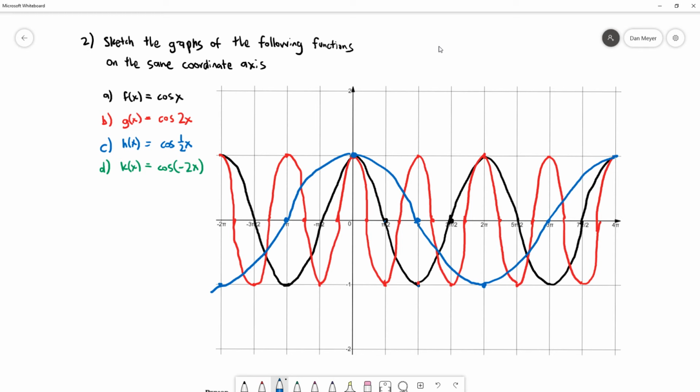Again, multiplying by 1/2 on the inside has the effect of stretching it out horizontally by a factor of 2. Or you can think of it as stretching horizontally by a factor of 1 divided by whatever that number is. Now, in your algebra class, you would have understood multiplying by negative numbers on the inside as corresponding to reflections across the y-axis.